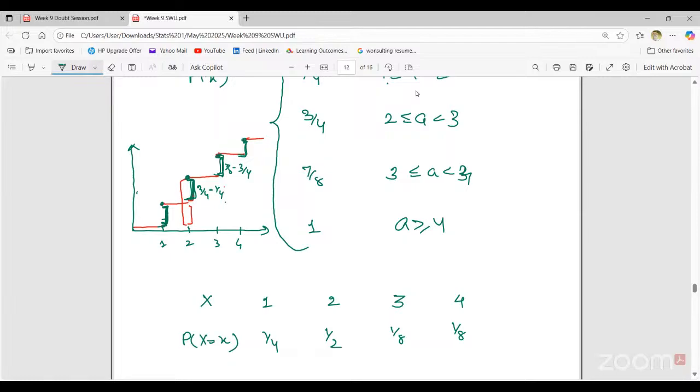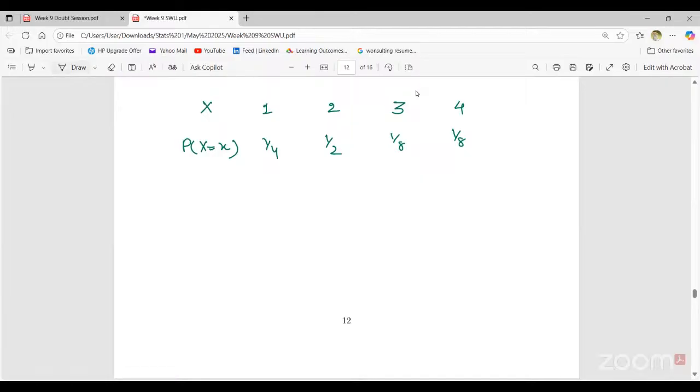Ma'am, I have a question related to PMF. Ma'am, actually, I can't share it here because it's in my phone. I have joined from my laptop. Can I just say it? Okay. What's the question? P of X equals, and now there are three equations.